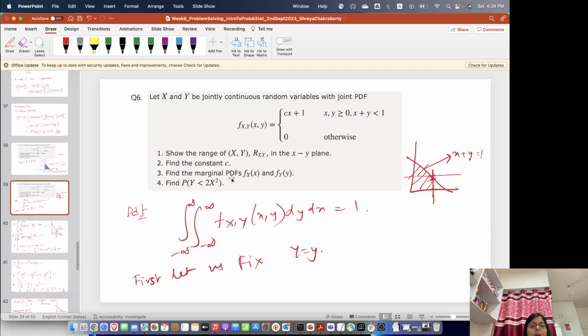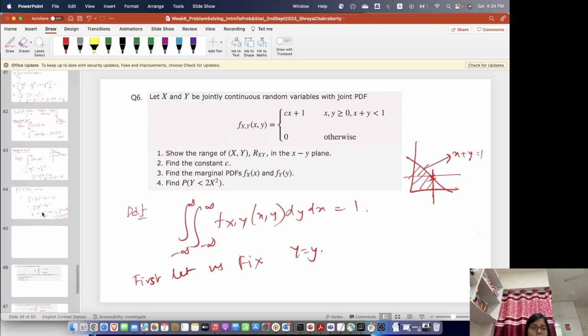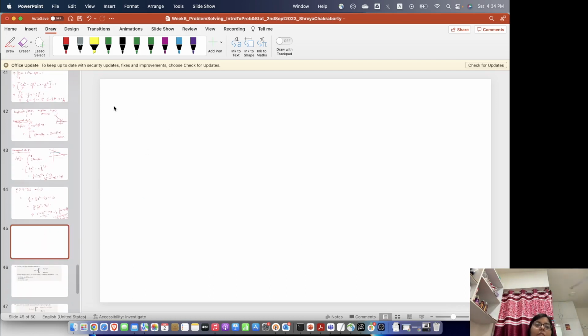So now that we have the PDFs of x and y, we have to find out the probability that y is less than 2x square. So for this one, we have to draw the image.